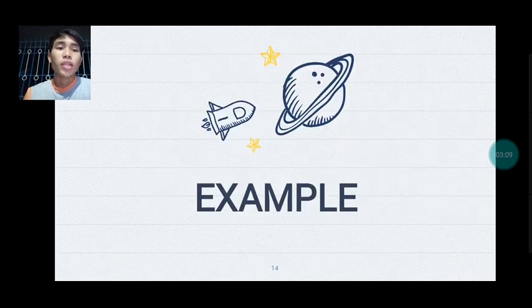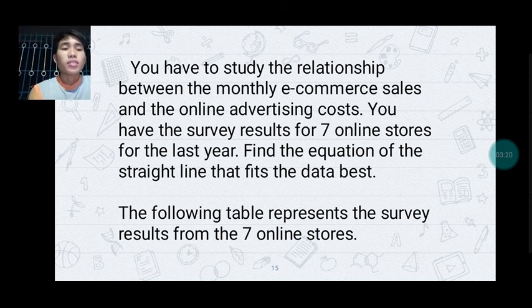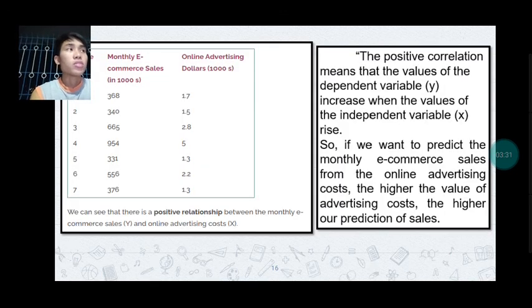So that's the formula. Example: you have to study the relationship between the monthly e-commerce sales and the online advertising cost. You have the survey results for 7 online stores for the last year. Find the equation of the straight line that fits the data best. The following table represents the survey results from the 7 online stores.